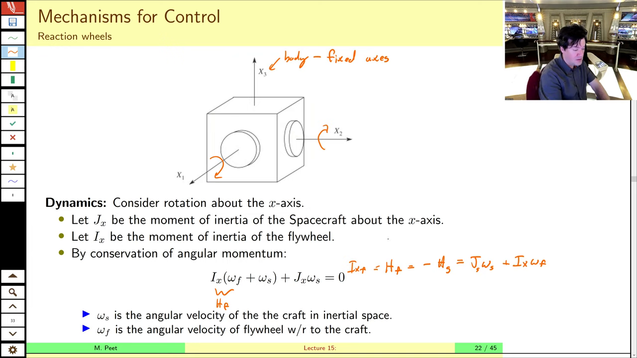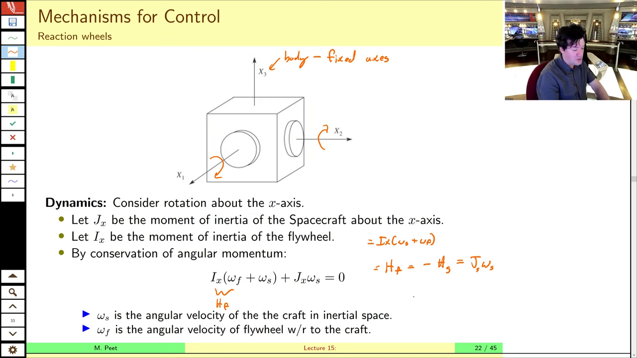If we add these together, we move that up there, and it equals Ix times omega of the spacecraft plus Jx times omega of the flywheel. So we move that over there, and we get this equation, this momentum balance here.